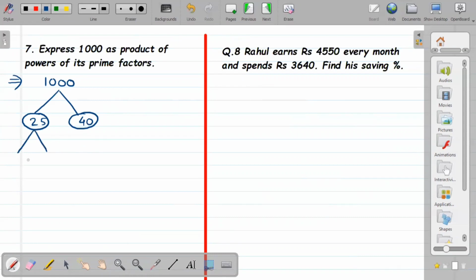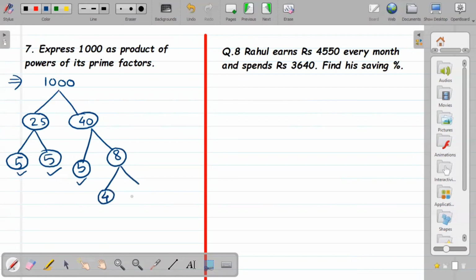Now what are the factors of 25? 25 is again factorized as 5 into 5. And 40 I can factorize as 5 into 8. Now in all three, this is a prime number, this is a prime number, and this is a prime number, which cannot be further factorized. So we can factorize the 8. That is 4 into 2.